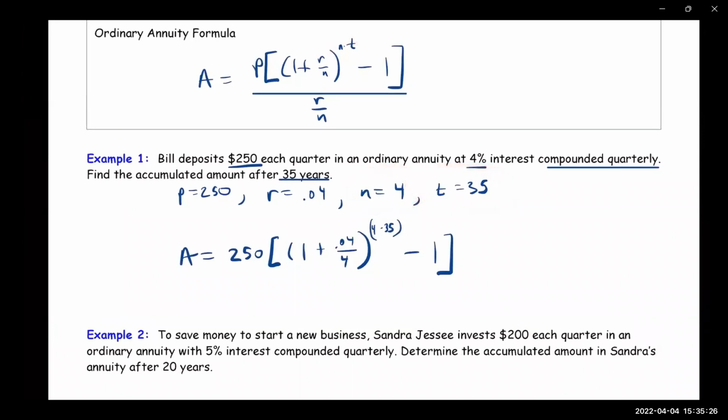What does N stand for? N represents the number of times that interest is compounded per year. So in this case, it's compounded 4 times, because quarterly means 4 times. All of that divided by R over N, and for that I recommend parentheses as well. So parentheses around the denominator, parentheses around the exponent. Lots of parentheses.